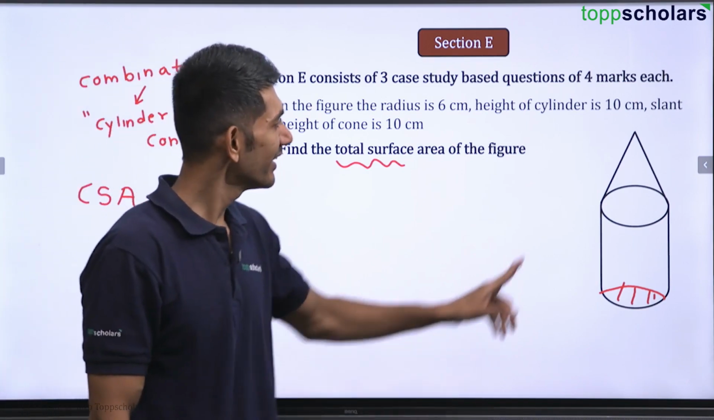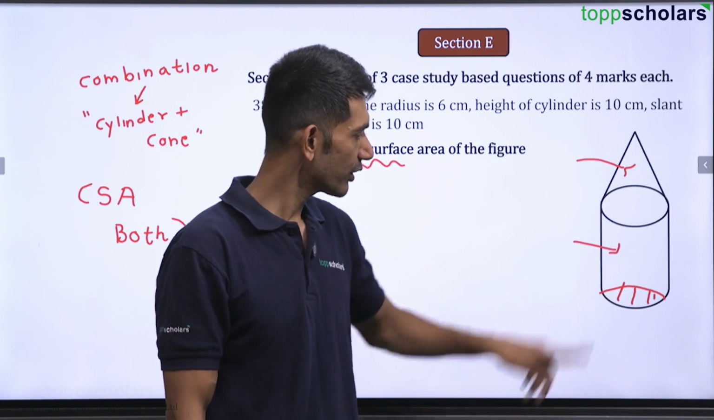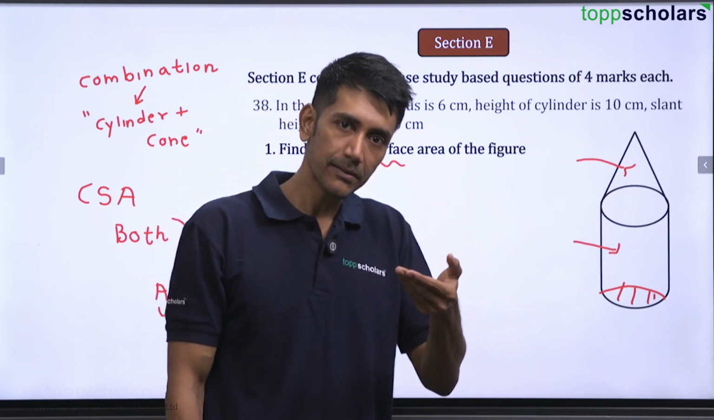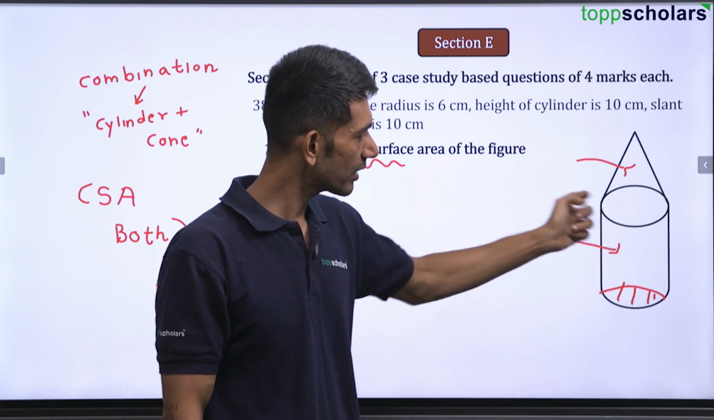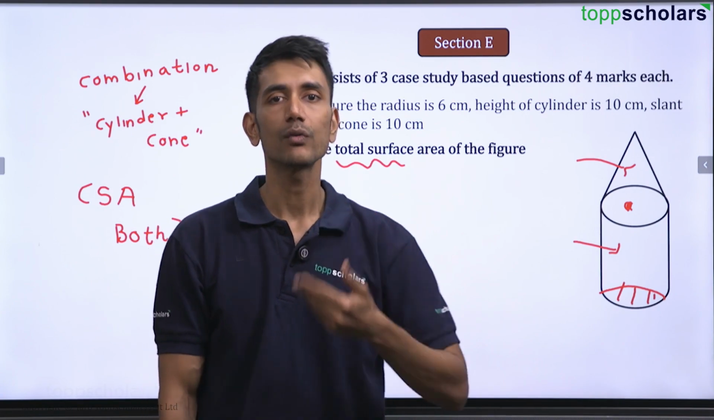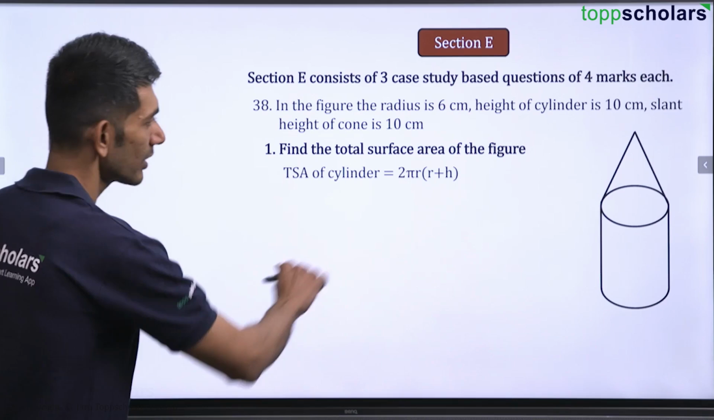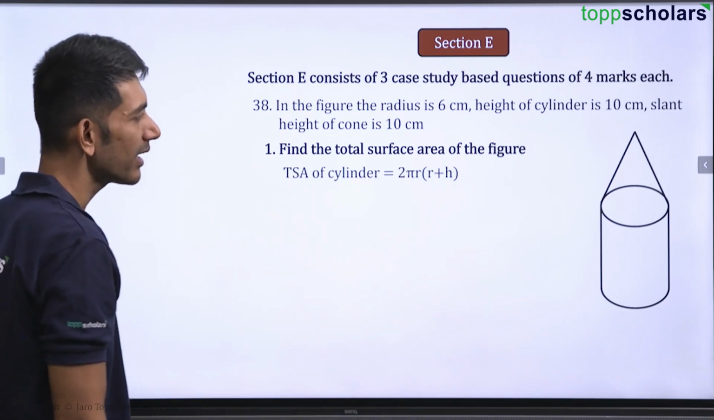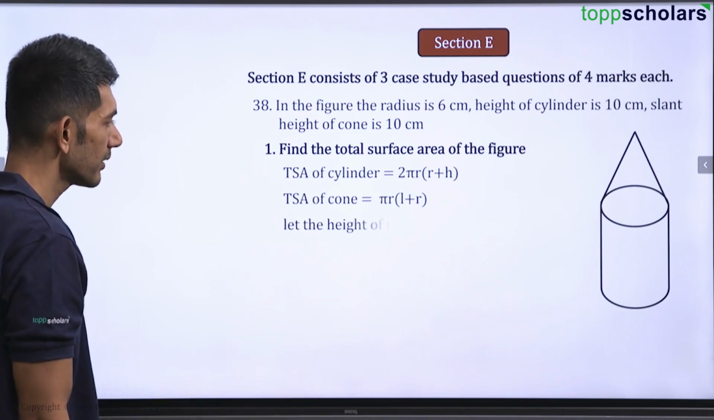What is the second way? You find out the total surface area of the cylinder. You find out the total surface area of the cone. The circle is inside. Subtract the circle 2 times, one from the cone, one from the cylinder. That's it. So here, firstly, the total surface area of the cylinder is given by 2 pi r times h plus r. The total surface area of the cone is given by pi r times l plus r.